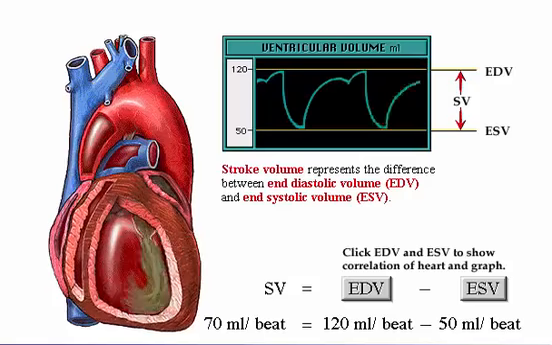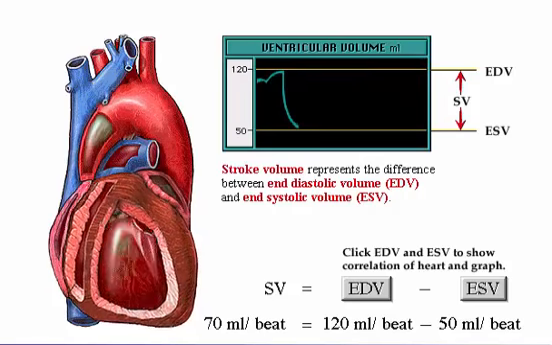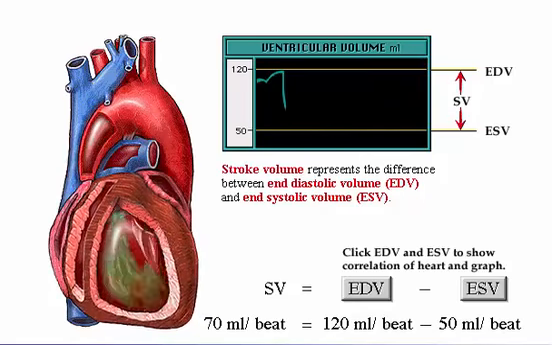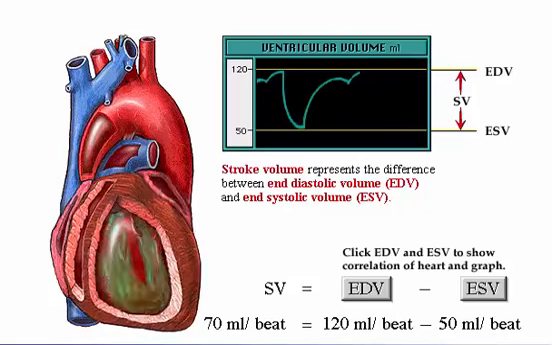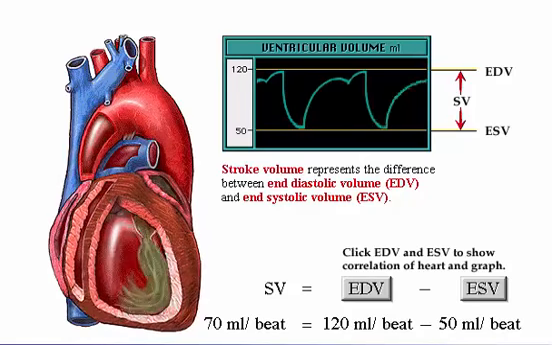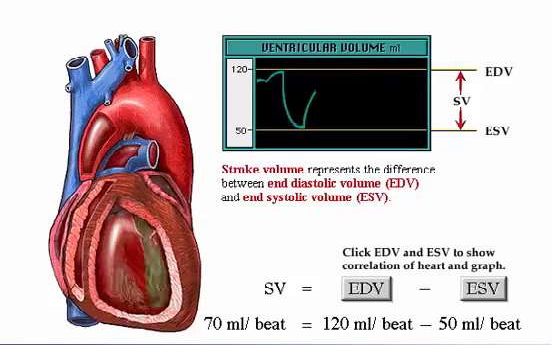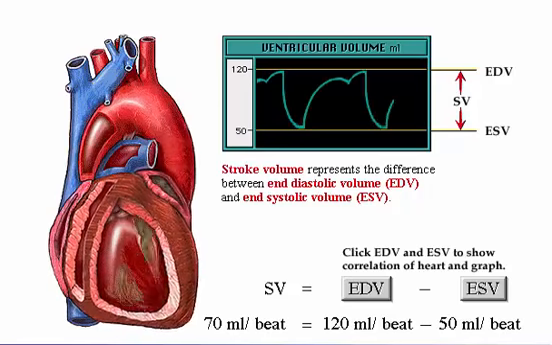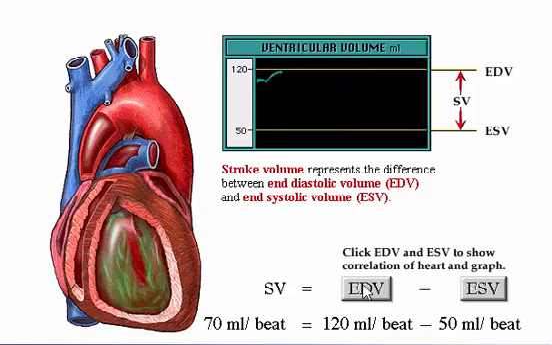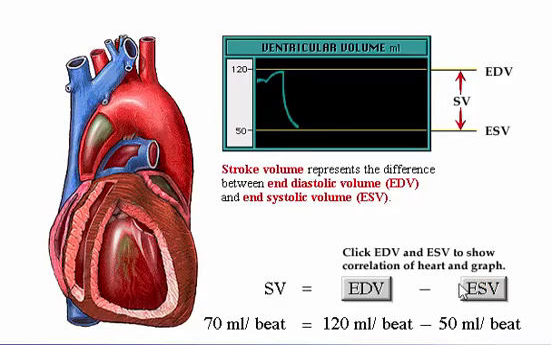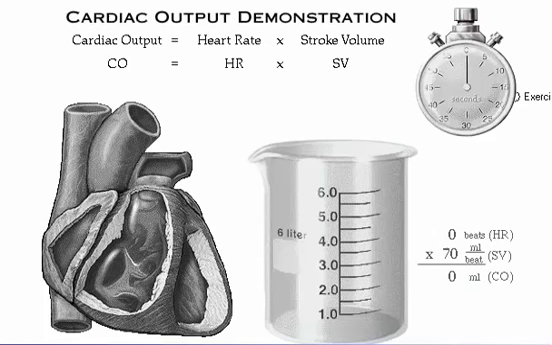For example, each ventricle normally contains about 120 milliliters of blood by the end of diastole. At the end of systole, about 50 milliliters of blood are left in each ventricle. This means that 70 milliliters of blood were pumped out of each ventricle during systole. To recap, cardiac output equals the heart rate times the stroke volume.